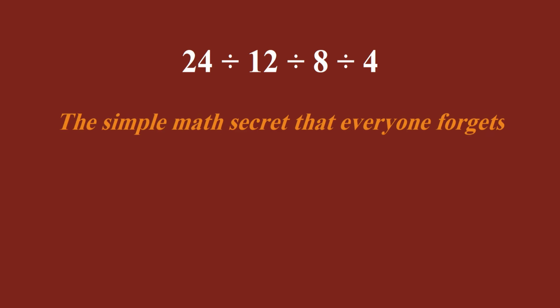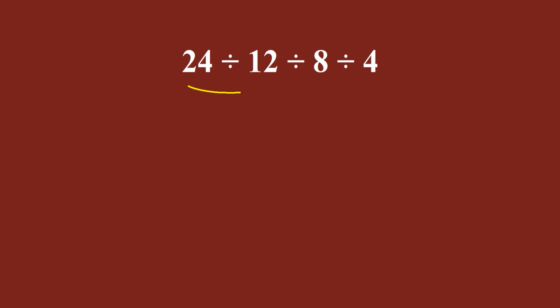What's the problem today? 24 divided by 12, which equals 2, and 8 divided by 4 equals 2. Now we have this problem: 2 divided by 2, which equals 1. But this answer is not correct because according to the order of operations, we must do this division, then this division, and at last this division.